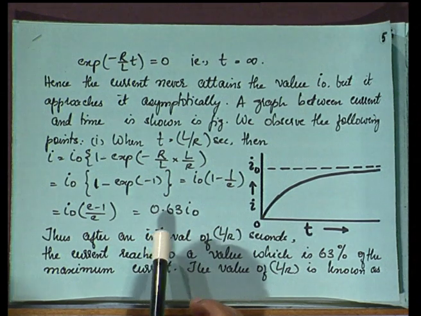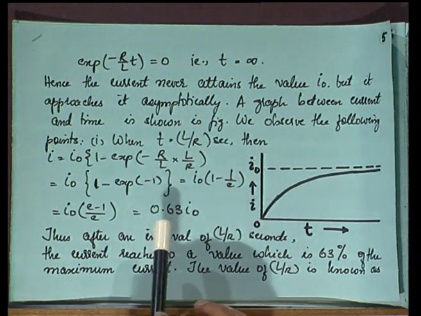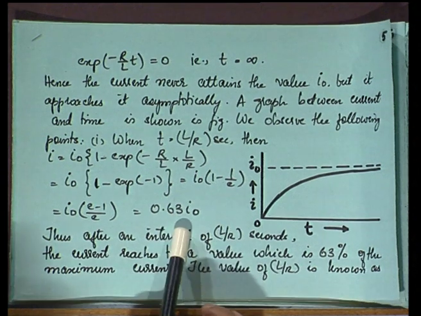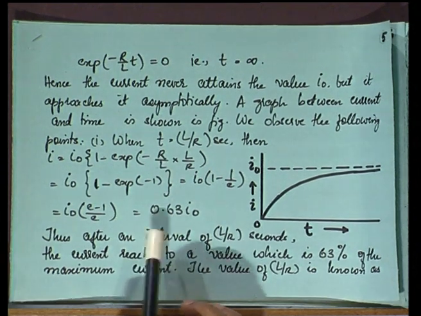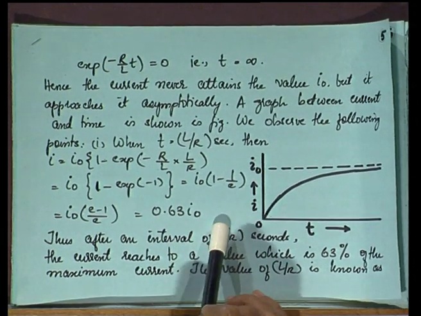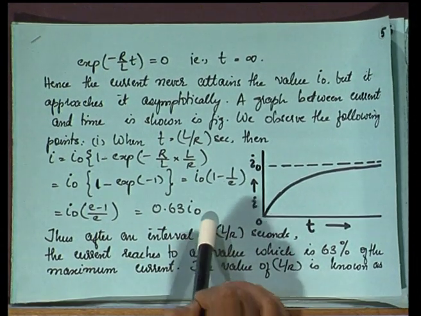Here we define the time constant of the circuit in this way: it is the time at which the current in the circuit will be 0.63 times that of I naught, that is, at t equal to how much?